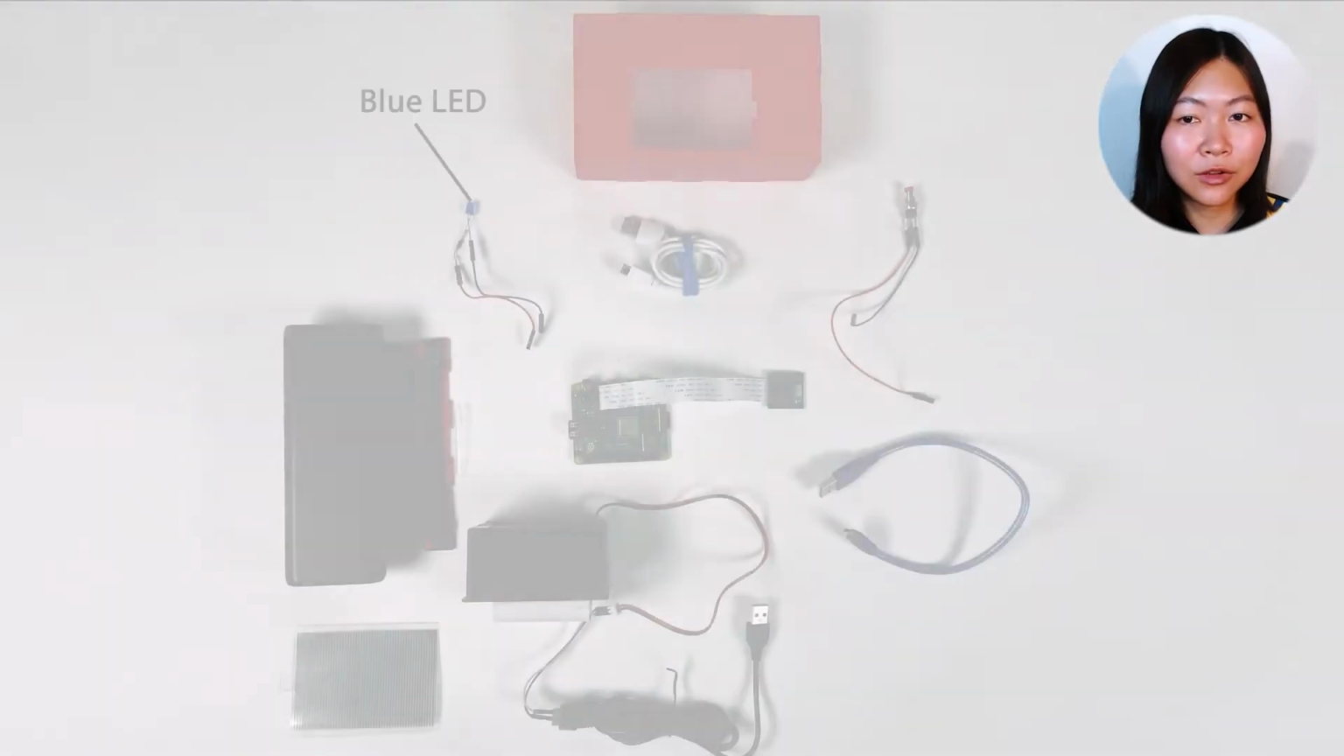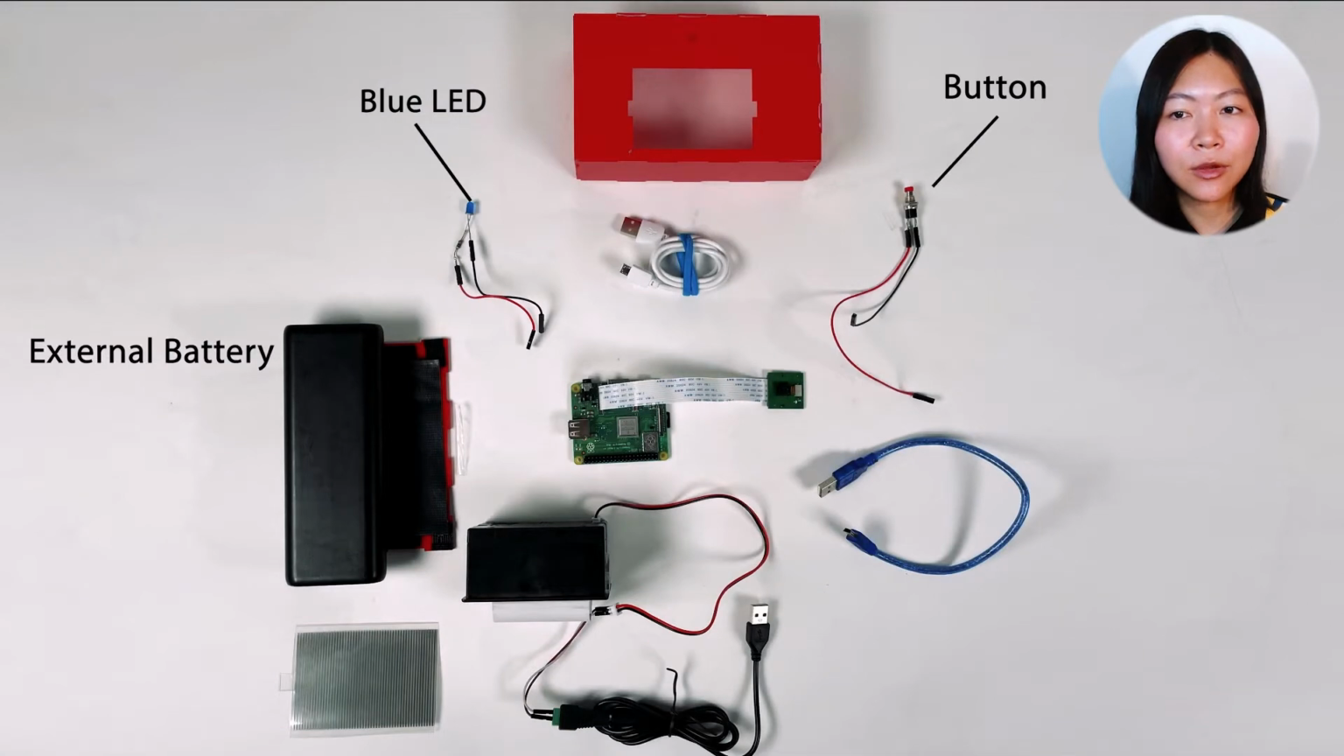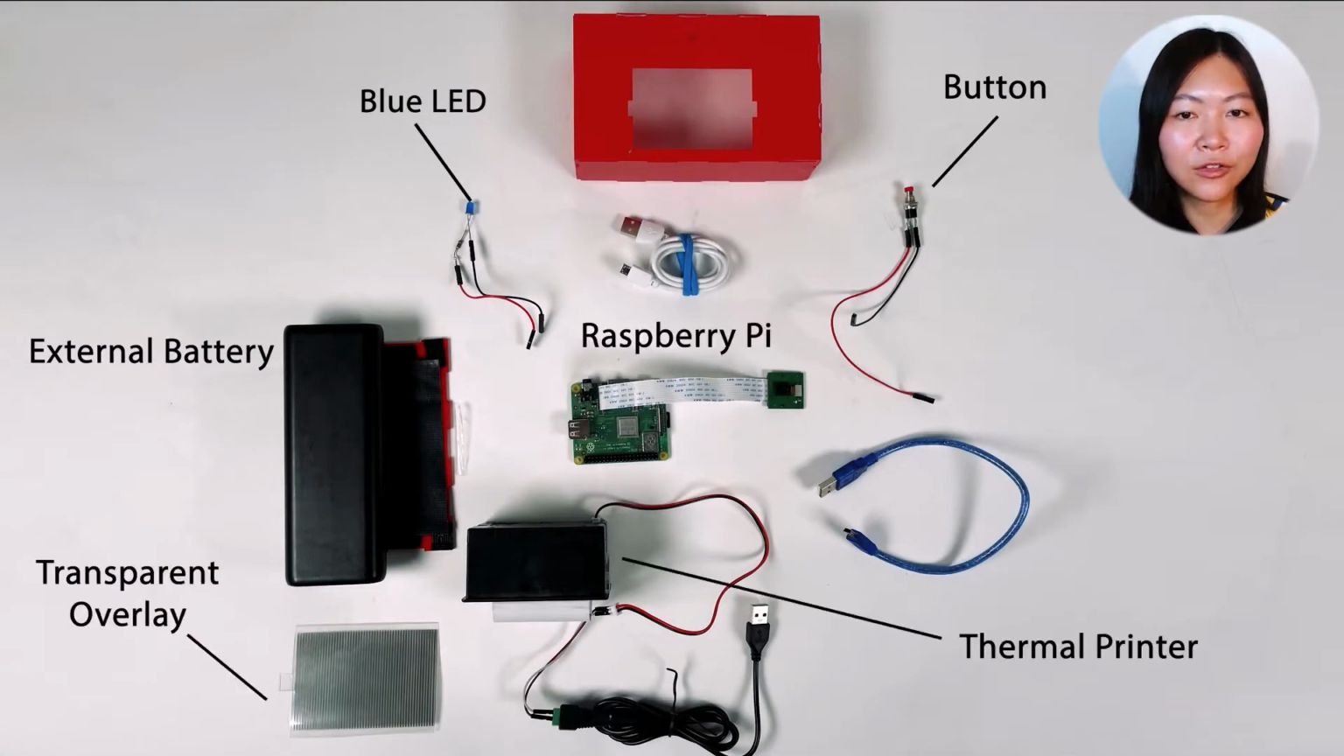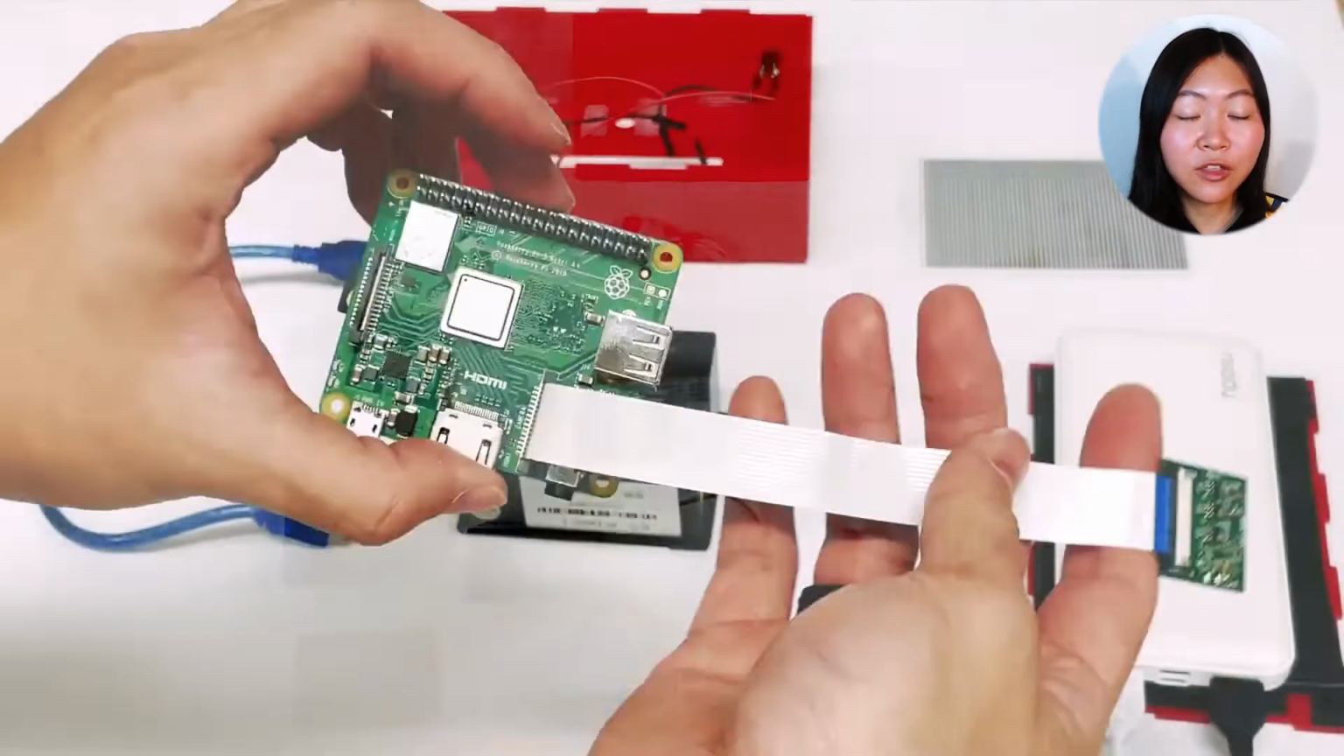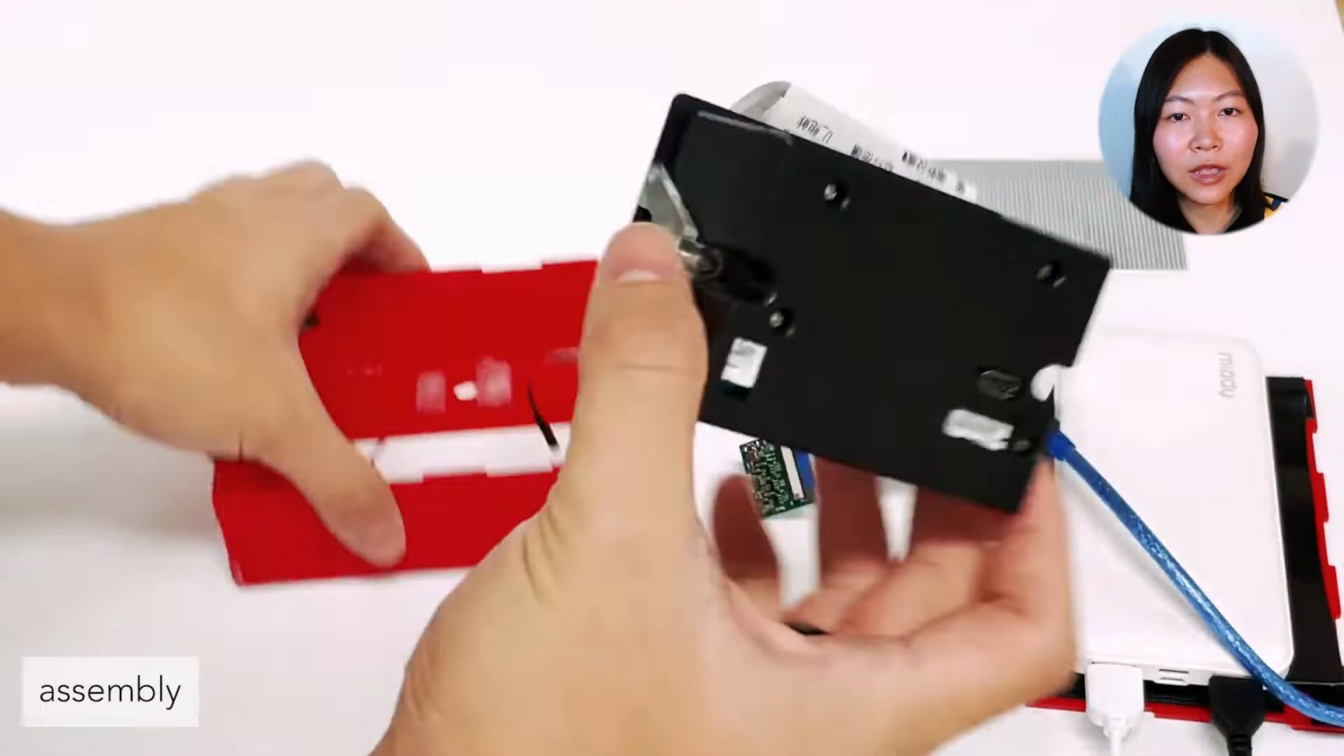So one nice thing about KineCAM is that it is open source and made from off-the-shelf components that cost less than $100 altogether. You just need a Raspberry Pi, a camera, and a thermal printer, which is the same kind of printer that they use to create receipts.